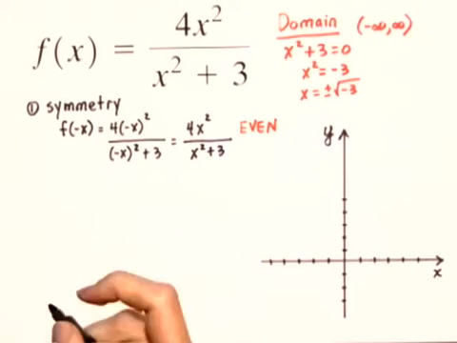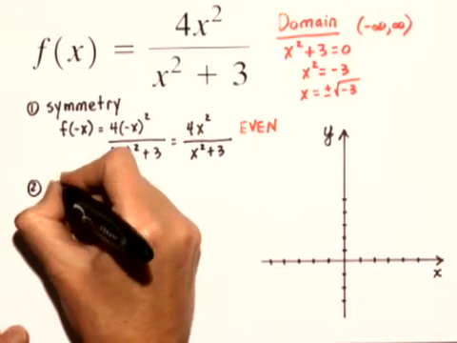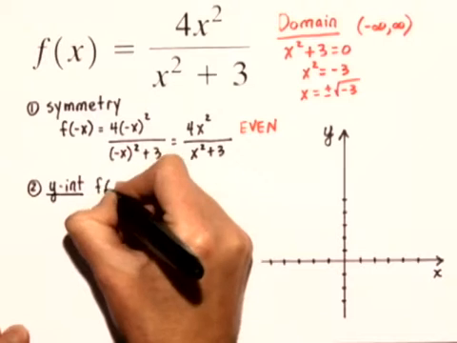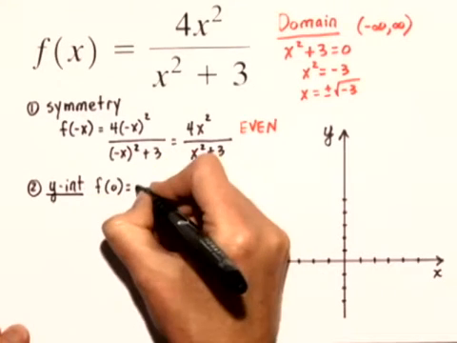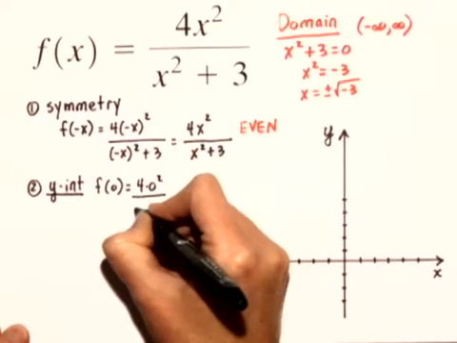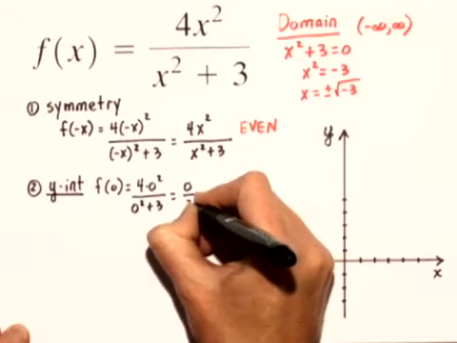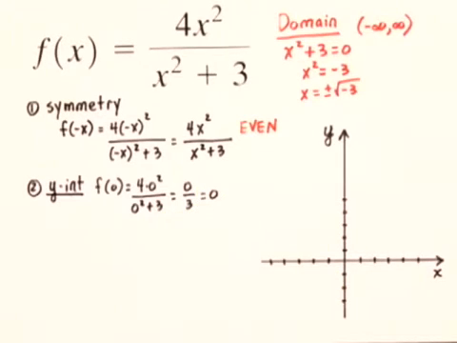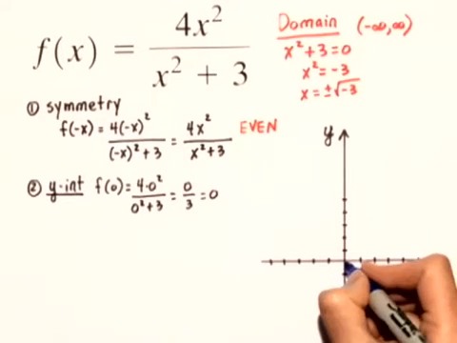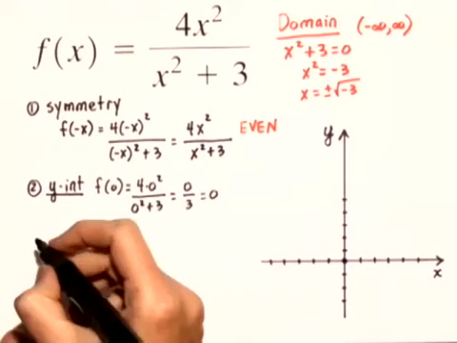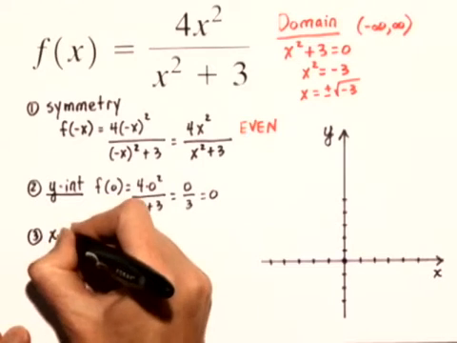Let's move on to step 2. Let's see if we have a y-intercept. We find our y-intercept by letting x equal 0. In other words, find f of 0, and we get 4 times 0 squared over 0 squared plus 3. That's just 0 in the numerator over 3 in the denominator, or 0. So in other words, our y-intercept is 0. Notice when I plot that y-intercept of 0, that also automatically implies that the x-intercept of 0 is there as well. But we still need to check in step 3 to see if we have any other x-intercepts.